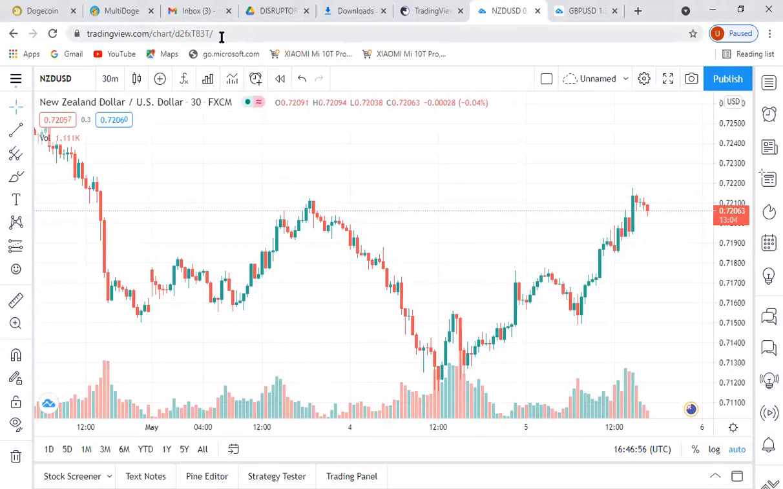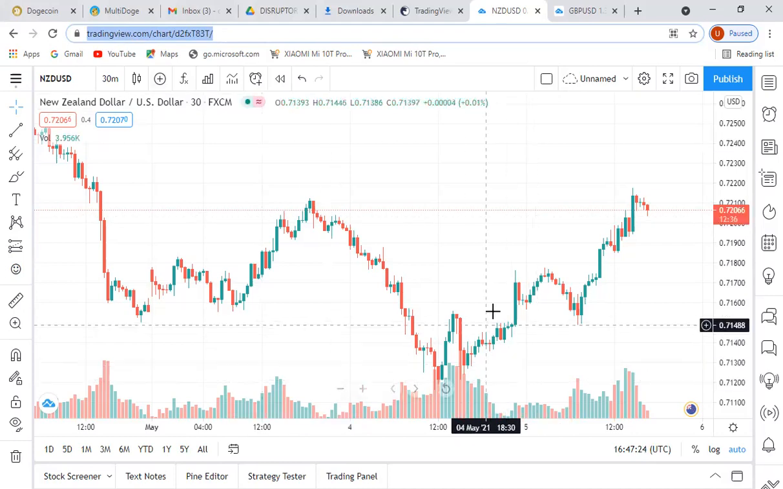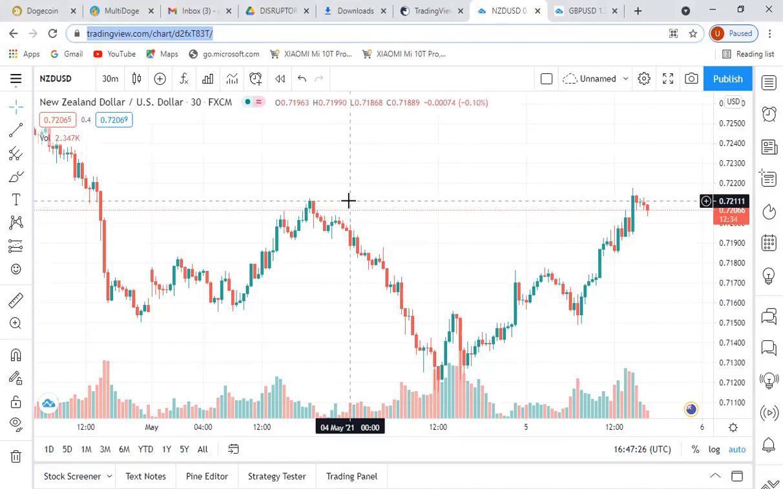If you are a beginner, there are other ways to do your analysis outside of your MT4, and TradingView gives you a bigger picture of the market. You can always go to the web, type tradingview.com, and create an account. If you have a Google account, you can use that, and that's it. All right, let's get to business.